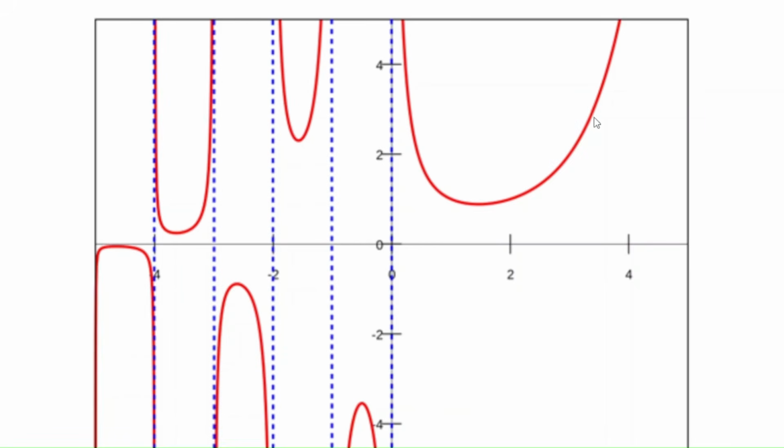Now it's going to grow very, very quickly over here. Gamma of 5 is going to be 4 factorial, which is 24. But notice it's also defined for these negative values, but we end up having these vertical asymptotes that happen at 0 and at the negative integers. So this is what the graph of the gamma function looks like.